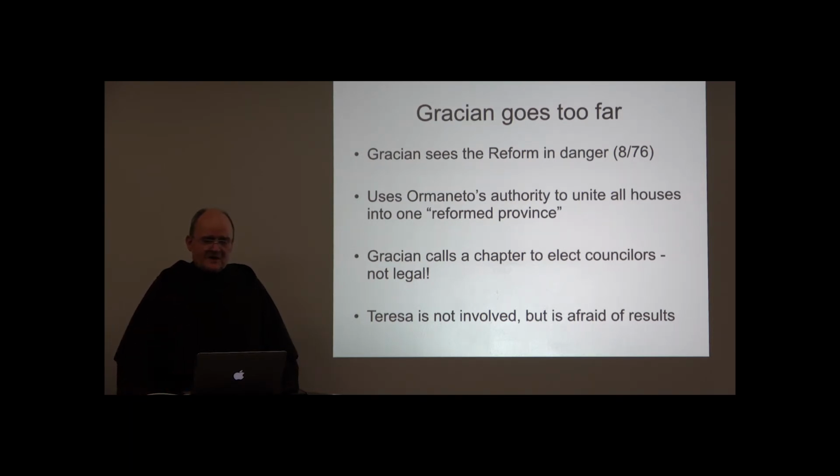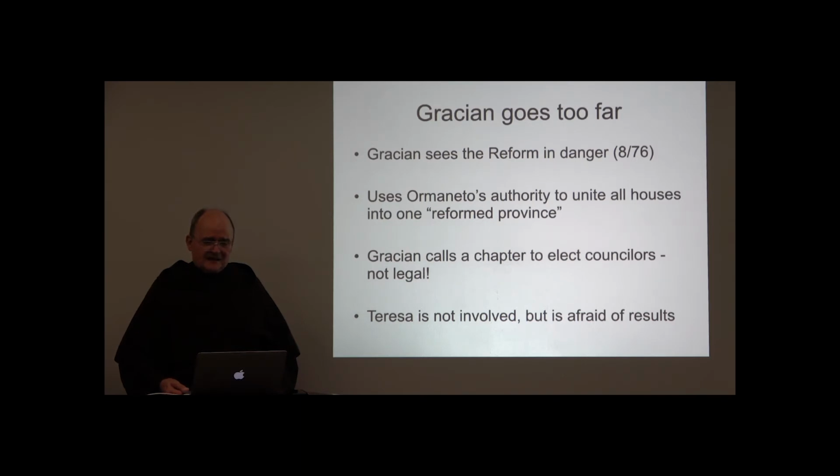As he sees a danger to the whole existence of the reform, he uses Ormanetto's authority, the papal nuncio's authority, to bring together all of the reformed houses, male and female, into a separate province. Now, he did not have the authority to do that. He thought that he did, and his argument essentially was, well, the whole reform is in danger, so legal or not, we're going to have to kick back. Gratian called a chapter to elect councillors for this new province. In effect, he was already functioning as acting provincial, so the councillors were all that were needed.